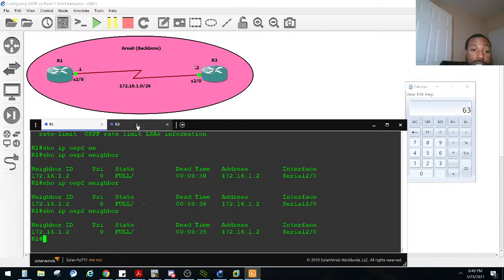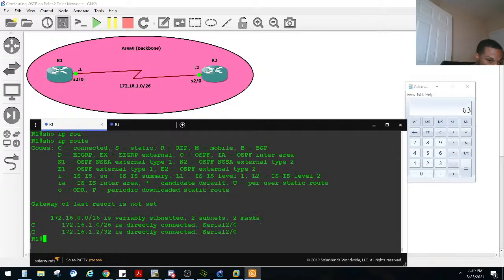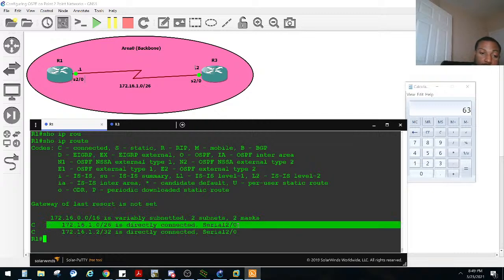But anyways, so what else can we do? We can do a show IP route, our favorite command, right? And he doesn't necessarily have any routes because they already know about these routes here. So they don't have any OSPF routes there. I thought he would have at least seen some OSPF routes, but these routes are connected. That's how they learned about them.